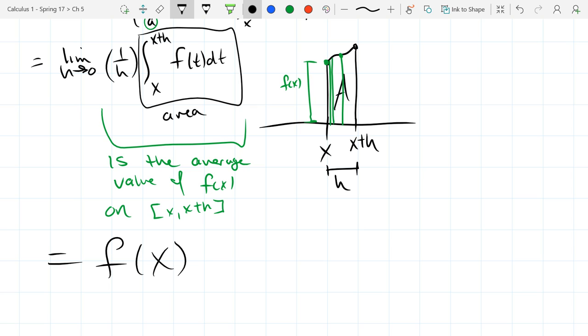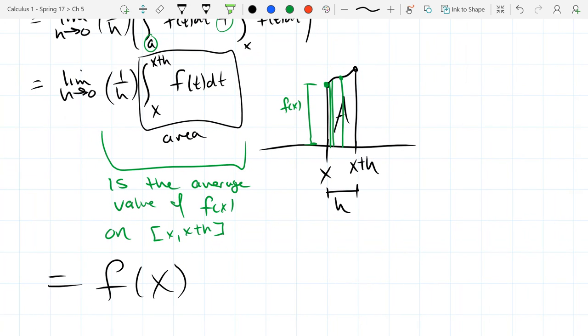The same thing happens when h is negative. So this is probably the most important theorem in calculus. It's fundamental.